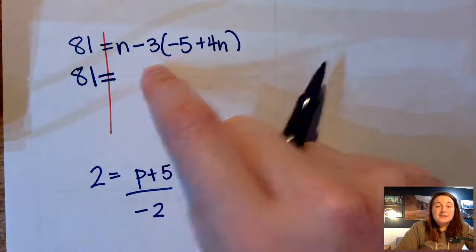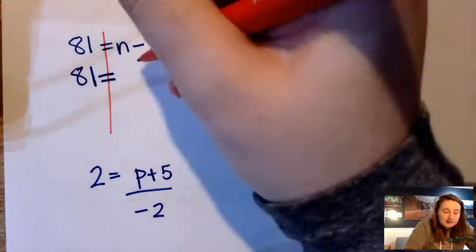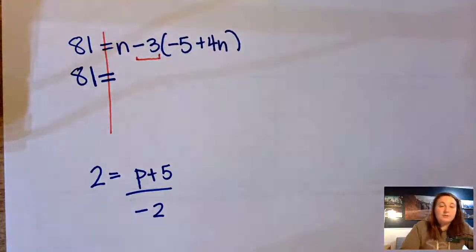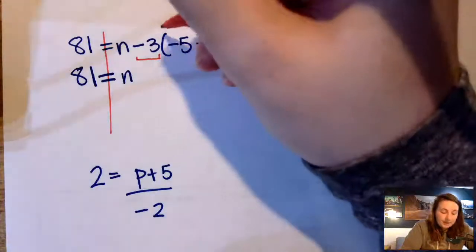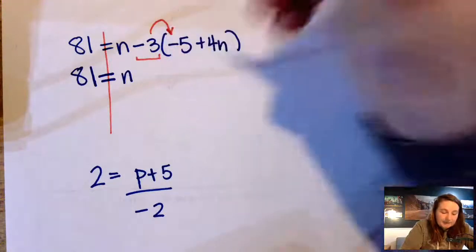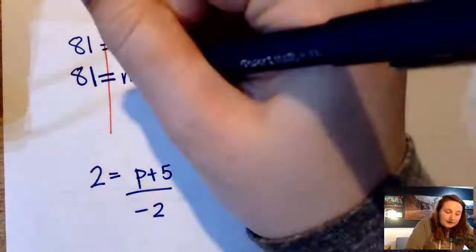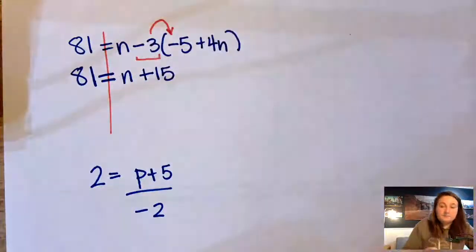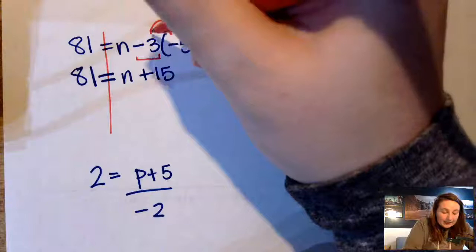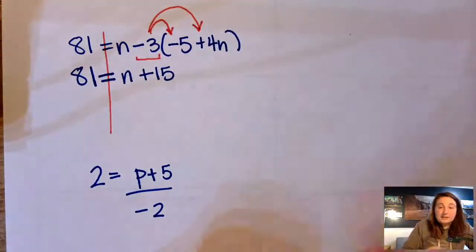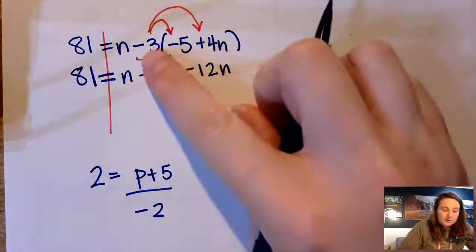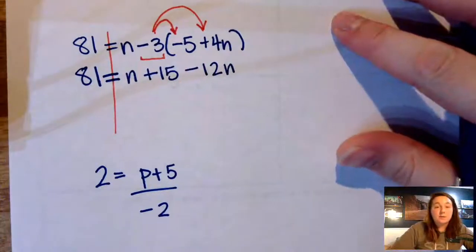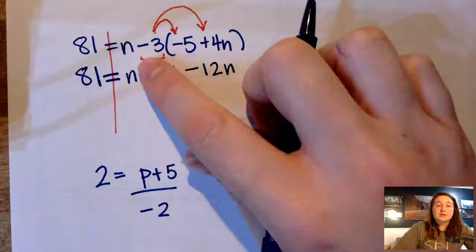But that 3 is negative, so we are distributing this entire -3 when we distribute. The n just comes down because it has nothing to do with distribution. And we're going to distribute -3 times -5 to give me a positive 15. And then -3 times positive 4 to give me a negative 12n. So it's important that you bring this negative with you when you distribute, if there is one.